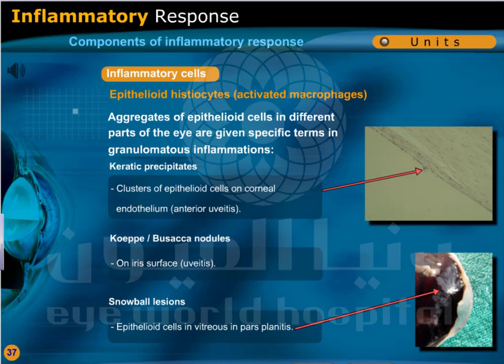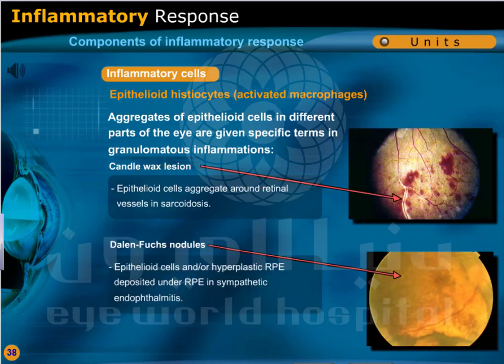Aggregates of epithelioid cells in different parts of the eye are given specific terms in granulomatous inflammations. Keratic precipitates: clusters of epithelioid cells on corneal endothelium in anterior uveitis. Koeppe and Busacca nodules on the iris surface in uveitis. Snowball lesions: epithelioid cells in the vitreous in pars planitis. Candle wax lesions: epithelioid cells aggregate around retinal vessels in sarcoidosis. Dalen-Fuchs nodules: composed of epithelioid cells and or hyperplastic RPE deposited under the RPE in sympathetic endophthalmitis.